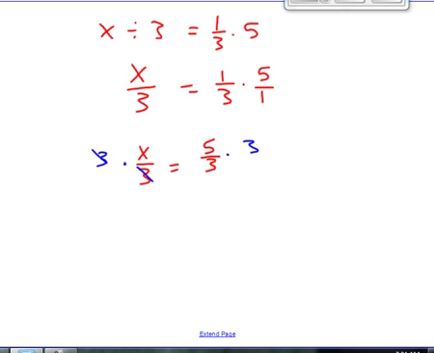Fractions are just big division problems, so if I want to do the opposite of that, I can multiply by that 3. If I multiply by 3 on this side, then the denominator goes away and they cancel, and I mathematically get that x is equal to 5. Logically, it also was equal to 5 from the first part.